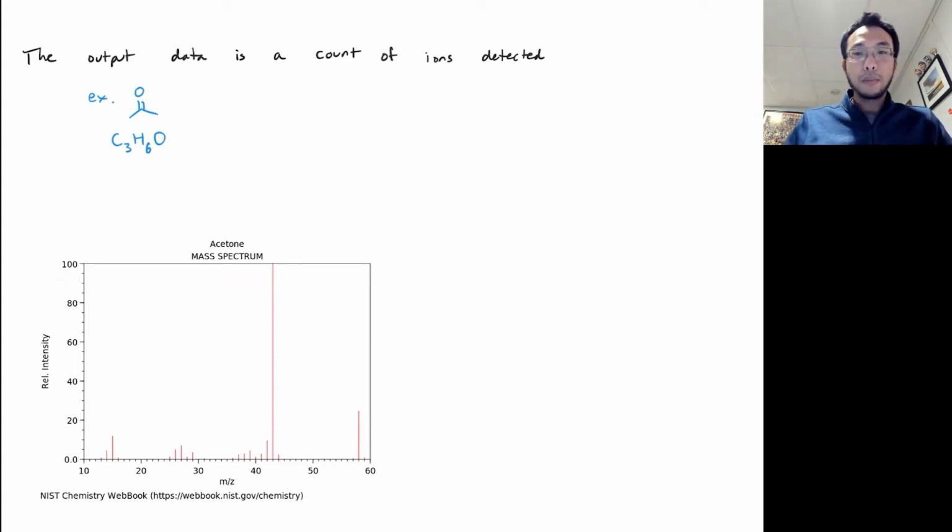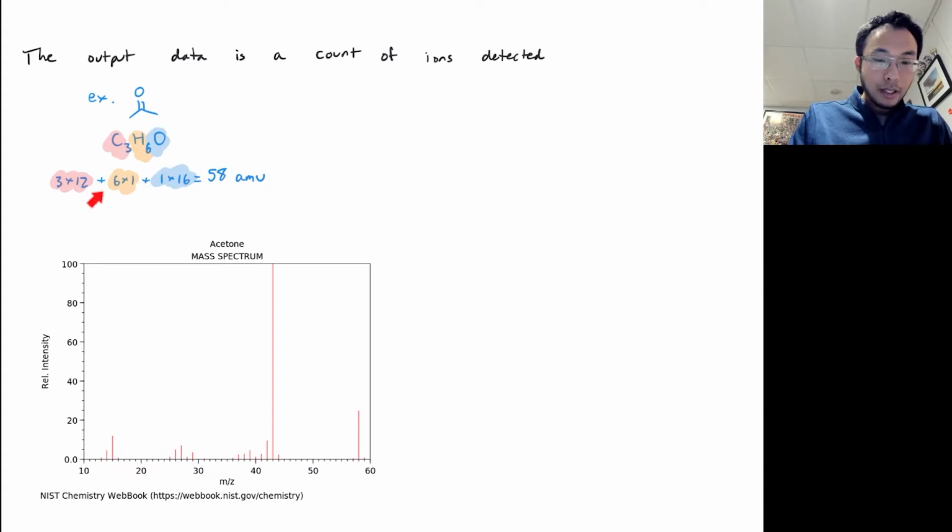intensity. For the molecule of acetone, we do know its chemical formula, so we can use that to think about exactly how mass spec works. Acetone is C3H6O, so we can quickly do some math here and figure out what the total mass of a molecule of acetone should be.